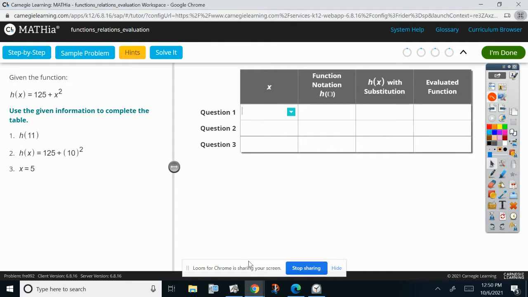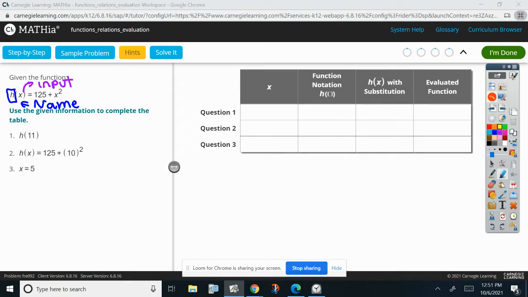For this question, we're given the function h of x equals 125 plus x squared. So the name of this function is h, and it has an input of x. And I'm going to use that to fill in this table. Now I'm going to start by filling in what it gives me.